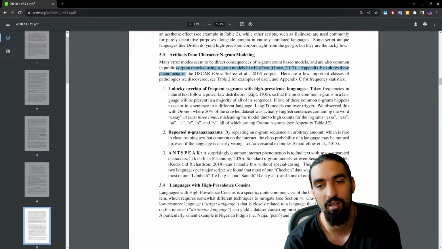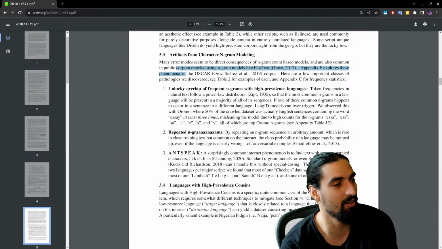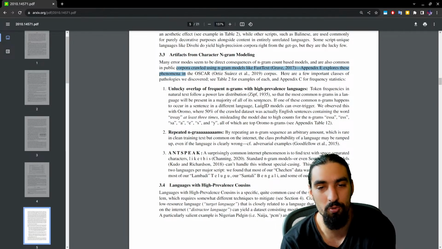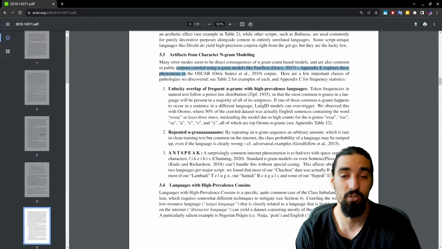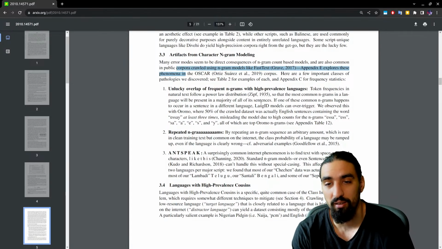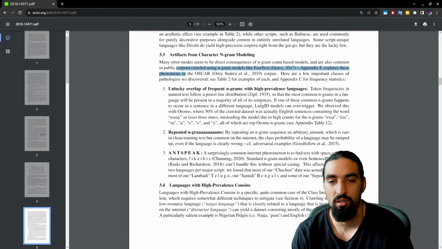Ha! Interesting. That's super fun. Makes sense given how these models work. Repeated n-grams. By repeating an n-gram sequence an arbitrary amount, which is rare in clean training text but common on the internet, the class probability of a language may be ramped up even if the language is clearly wrong. See the adversarial examples, Goodfellow.